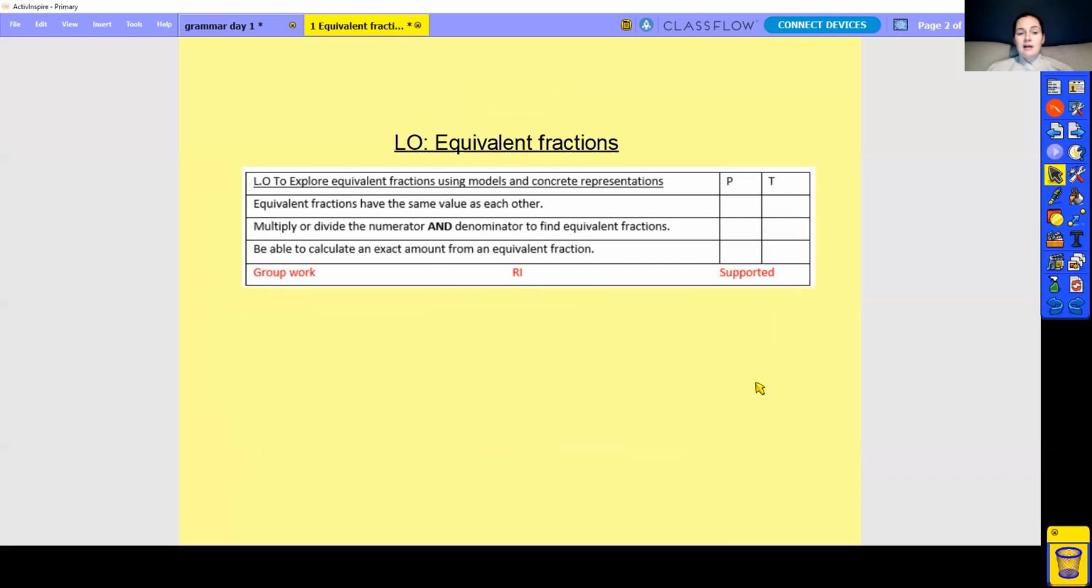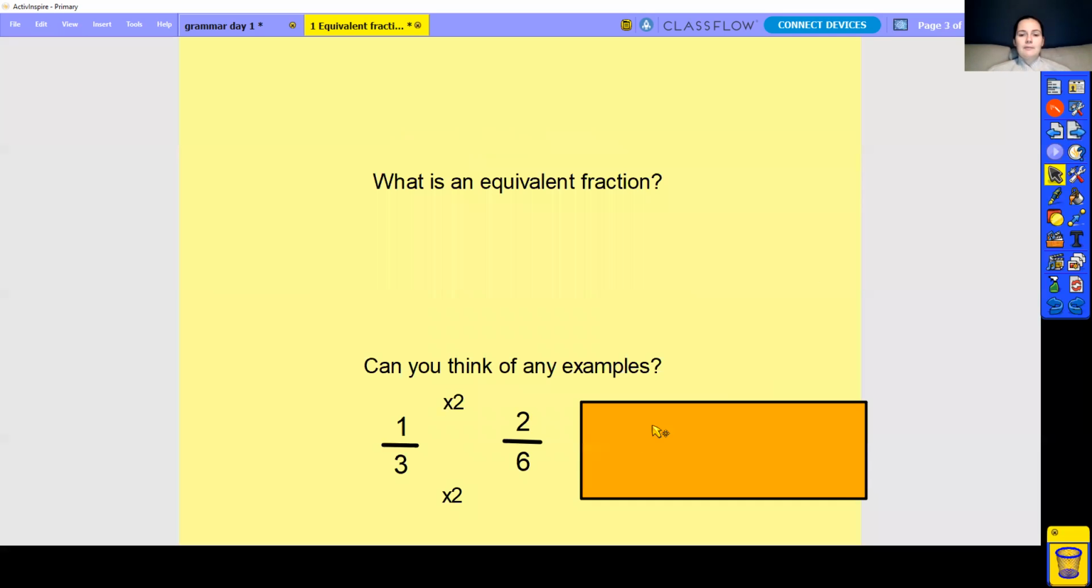We need to multiply and divide the numerator and denominator to find equivalent fractions. So in this lesson, using your number facts and using your times tables is incredibly important. And you need to be able to calculate an exact amount from equivalent fractions. Okay, let's move on to the first bit.